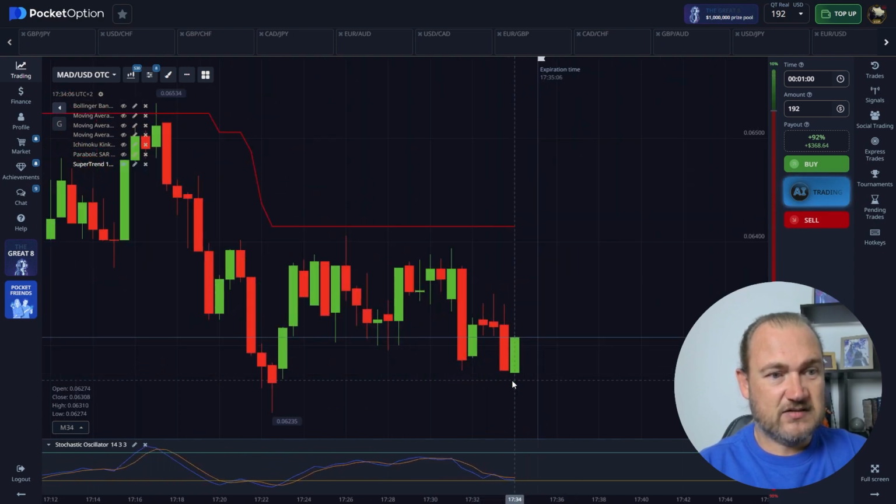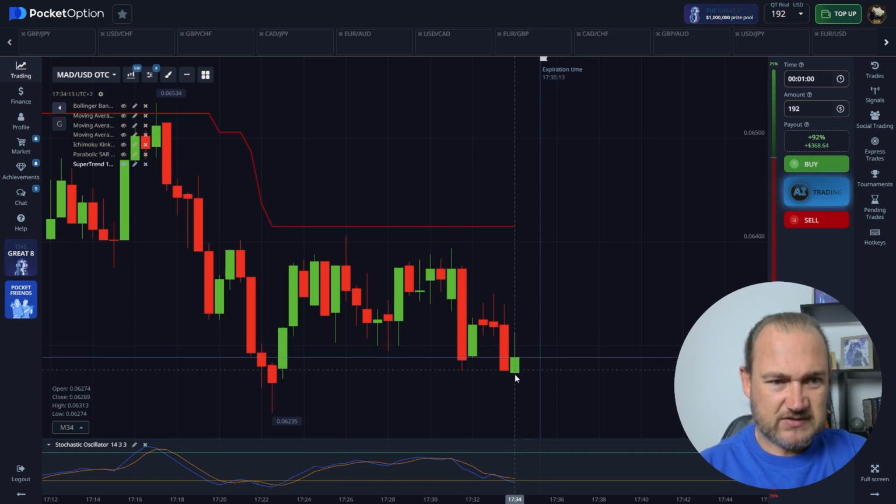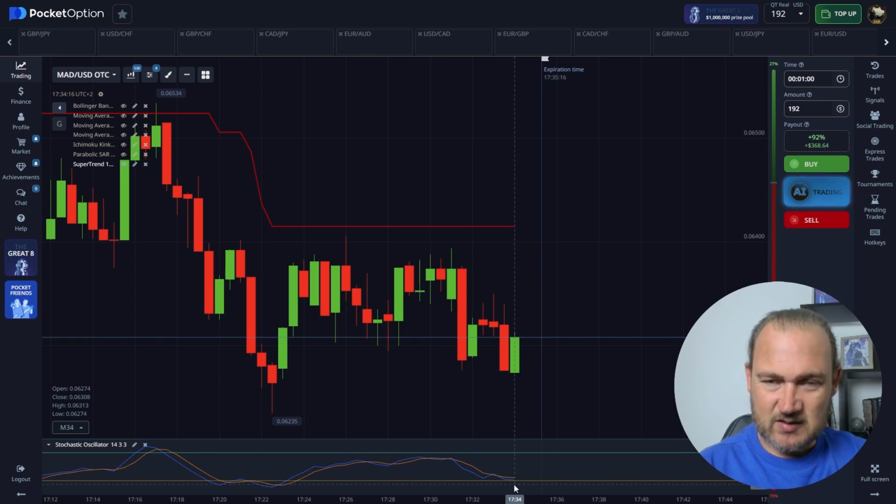Okay, this is a good example of what I meant earlier by waiting for confirmation. This candle, while the price was okay, so currently you see the stochastic is dipping below into the oversold and then out again, out again.